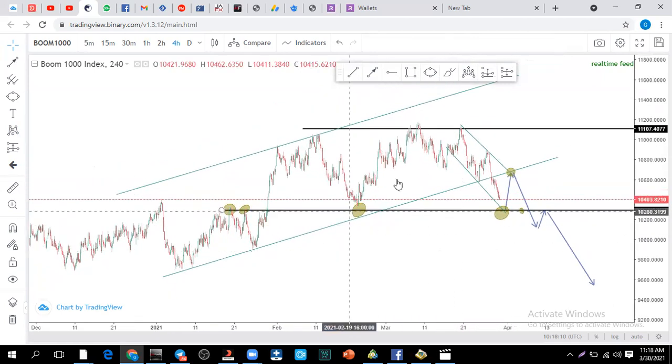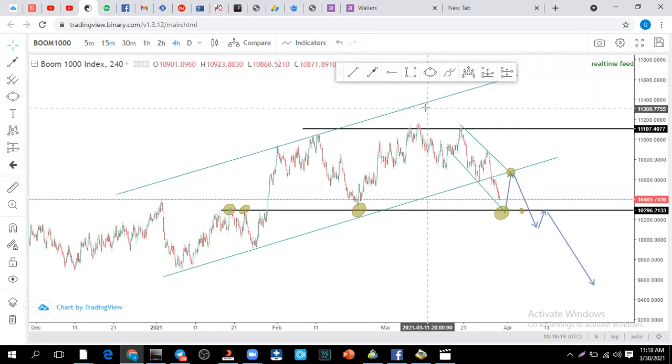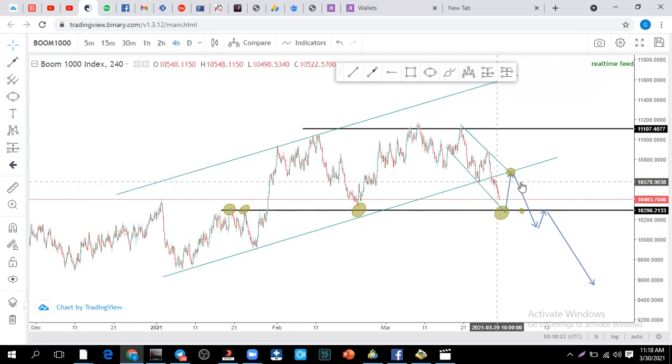So remember, you can see that the market was trading in an ascending trend channel, making impulse move, correction, impulse move. It failed to create another higher high before it dropped. And then coming back here, it broke that trend line. So you can see that's how to trade Boom 1000 and Crash.